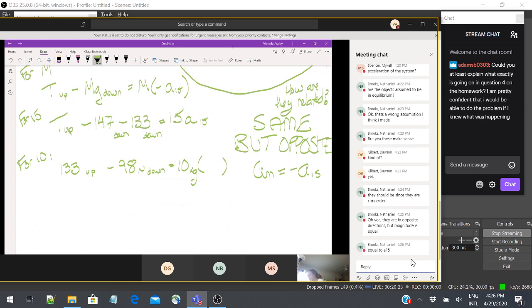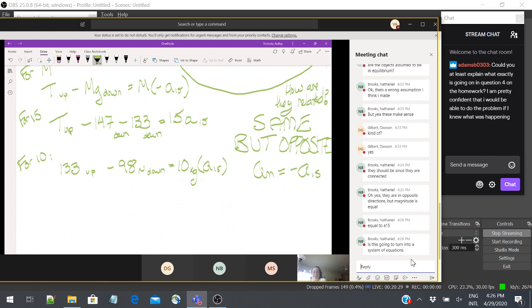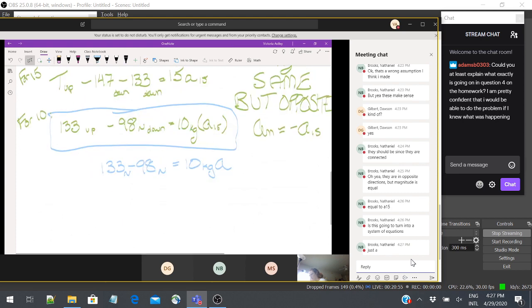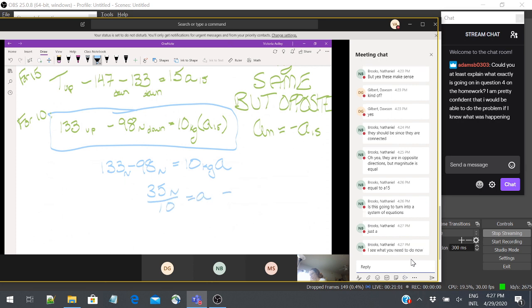Yep, equal to A15. So really, I can just call all of these A. It doesn't really matter. It'll be a system of equations, but it's not actually even that hard because look at this last equation. How many unknowns are in this equation? One. 133 minus 98 newtons equals 10 kilograms times A. So this is 35 over 10. So our acceleration is 3.5 meters per second squared.